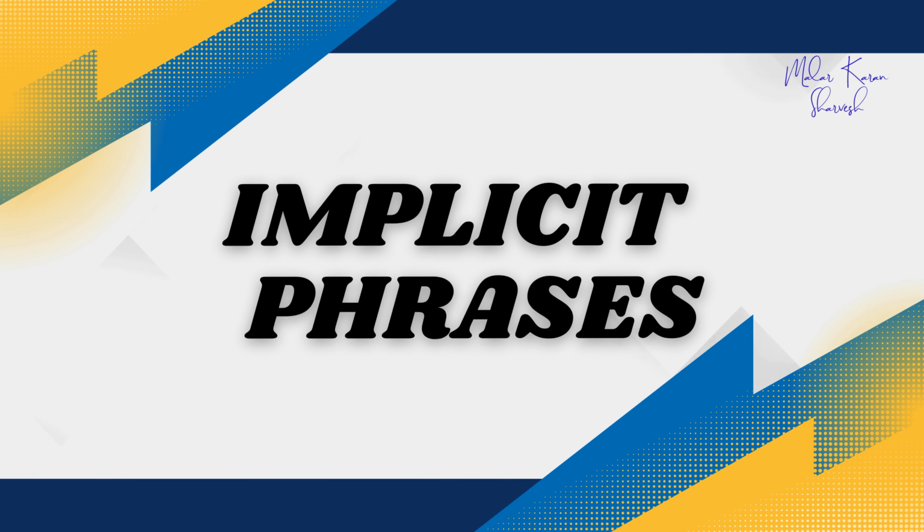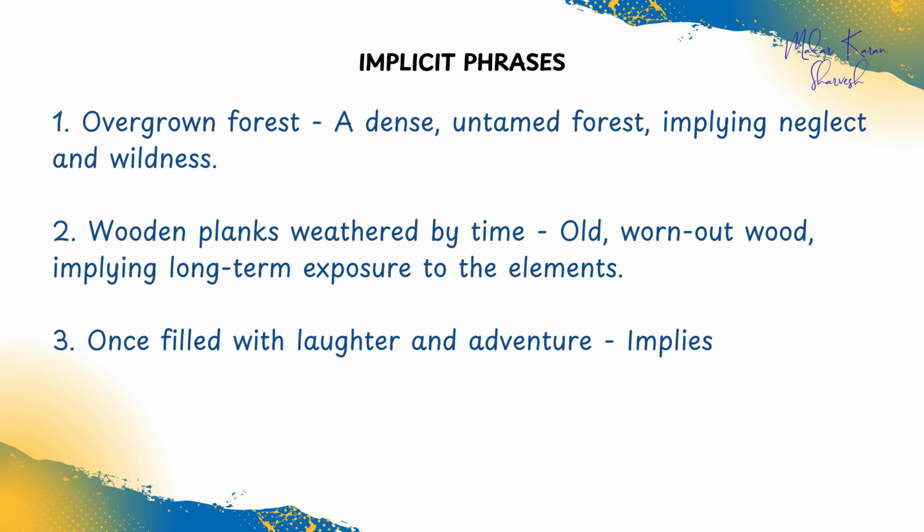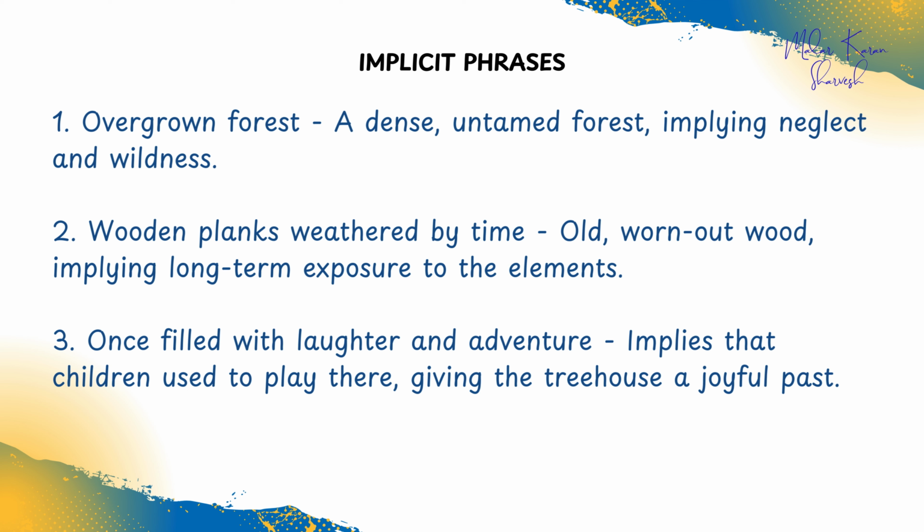Implicit phrases. 1. Overgrown forest: a dense, untamed forest, implying neglect and wildness. 2. Wooden planks weathered by time: old, worn-out wood, implying long-term exposure to the elements. 3. Once filled with laughter and adventure: implies that children used to play there, giving the treehouse a joyful past.